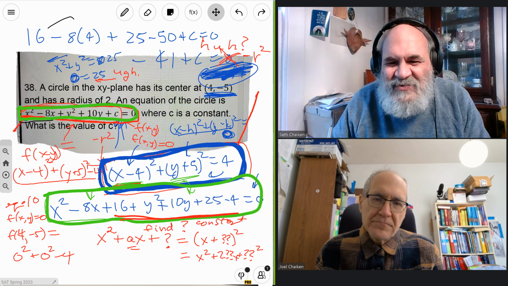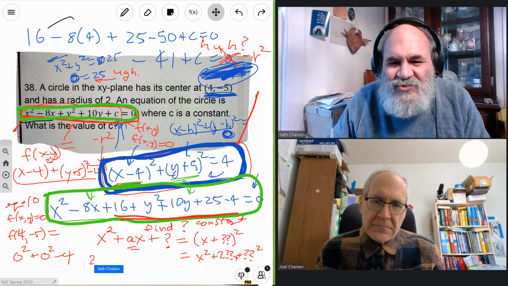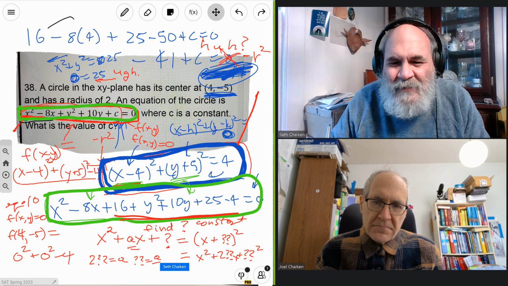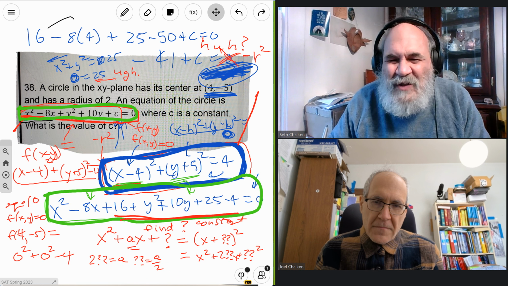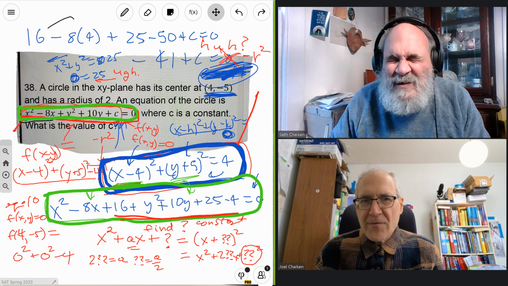Matching terms tells you that 2 times the double question mark has to equal a, and therefore the double question mark has to equal a over 2. Then you can figure out what the single question mark needs to be. The single question mark is the square of a over 2, which is a squared over 4.